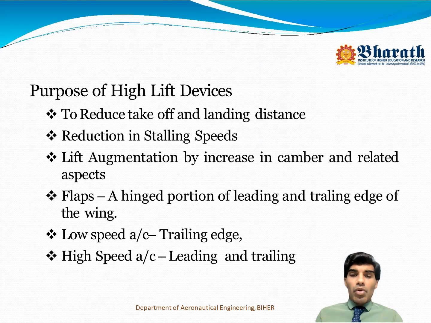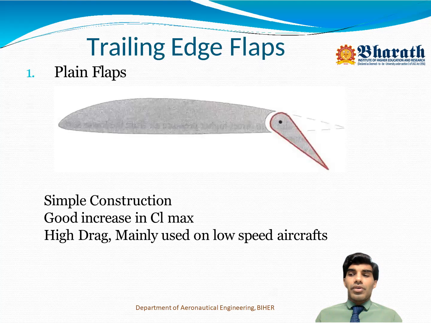Flaps are mostly what we call a hinged portion of the leading and trailing edge of the wing, the extra portion. Mostly in low speed aircraft, they are used at the trailing edge, and in high speed aircraft they are used at both leading and trailing edge. So this is the trailing edge flaps, which is mostly used in low speed aircraft.